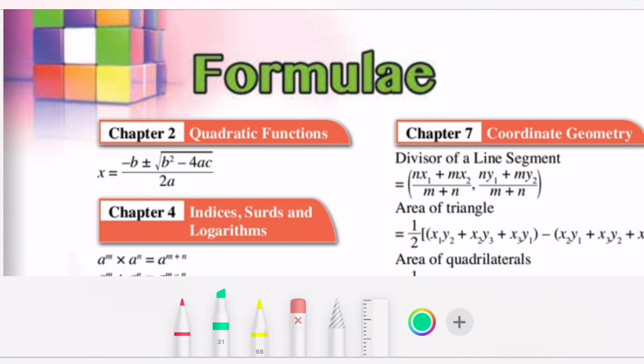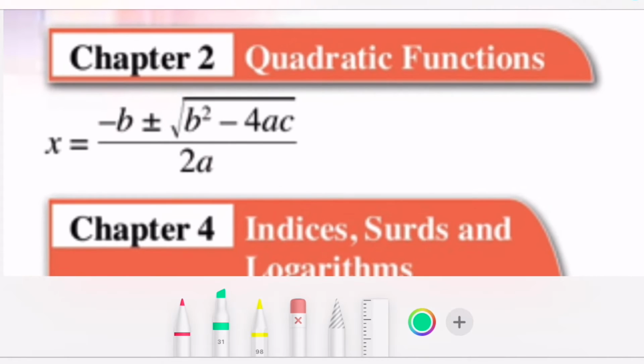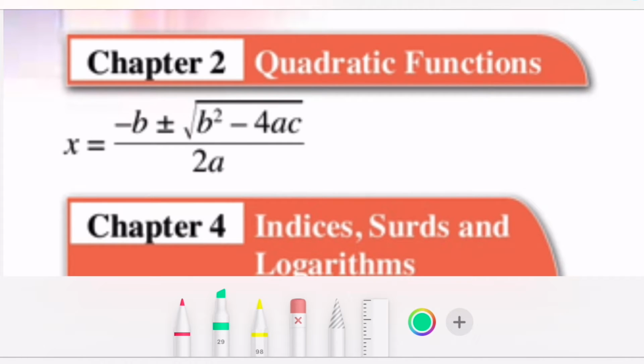Formulae in Form 4 textbook. So let's go through. For chapter 2, let's go to chapter 2 and do revision. The important formula is negative b plus minus square root of b square minus 4ac over 2a. So please bear in mind that not all the formulae will be given in the exam. So you need to try to memorize the formula.